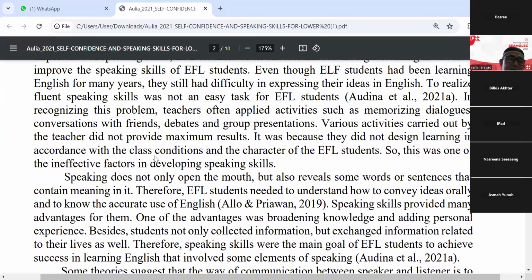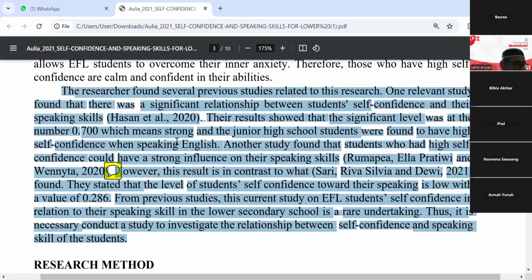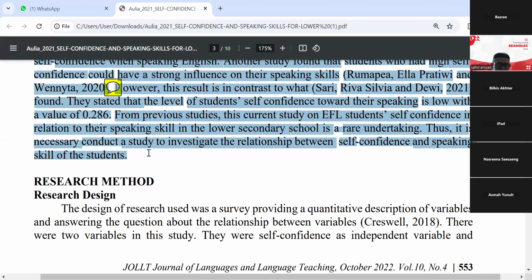So only one paragraph. While in my example, I have 4 or 5 paragraphs for the literature review. It means I included far more studies that I reviewed. Not only from Indonesia, I also reviewed studies from other countries as well, from Iran.